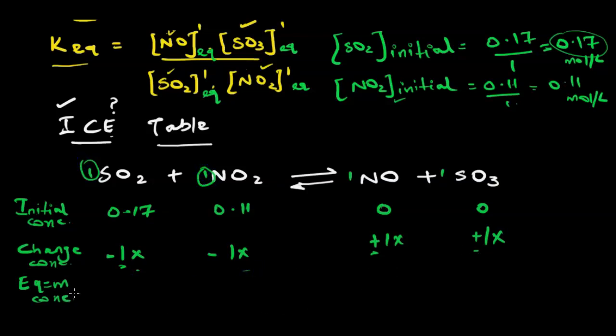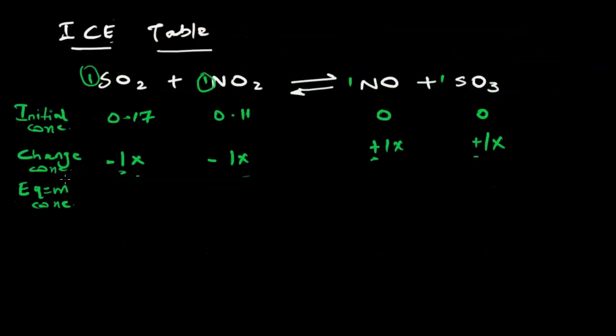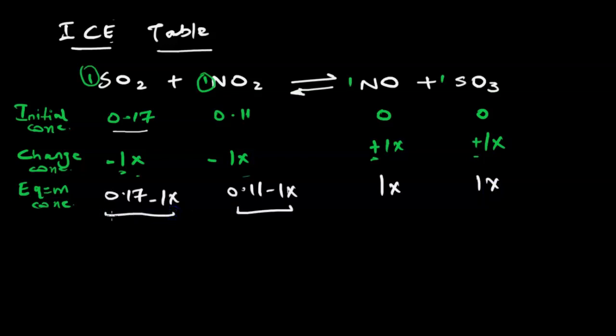Now the equilibrium concentration is always the sum total of initial concentration and change concentration. So initial concentration is 0.17. When we add that to negative 1x, we get 0.17 minus 1x. Similarly, equilibrium concentration here is 0.11 minus 1x. Here equilibrium concentration is 0 plus 1x, which is 1x by itself. Here also it's 0 plus 1x, which is 1x by itself. Now we have the equilibrium concentrations for each of the reactants and products, but we notice here that this is in the form of a variable. If we know the value of x, then we will be able to find out all of these equilibrium concentrations. So let's go back to the question and see if we are given something else that can help us find out this x value.